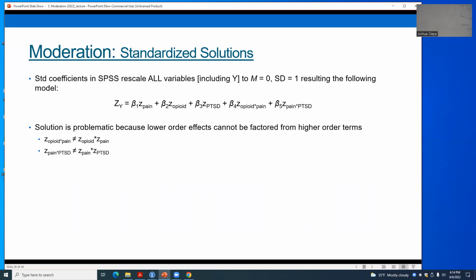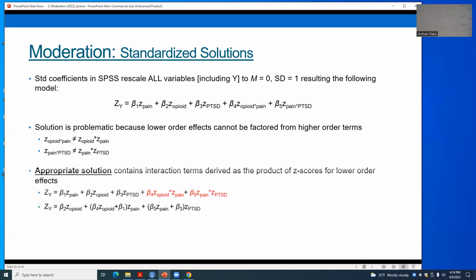And when SPSS and Stata or other programs do this, they're not creating the appropriate coefficients for that, okay? And so if we want appropriate standardized coefficients for our interaction terms, we need to go back through and basically do what we did to create our first base model, but this time do it with z-scores, okay?